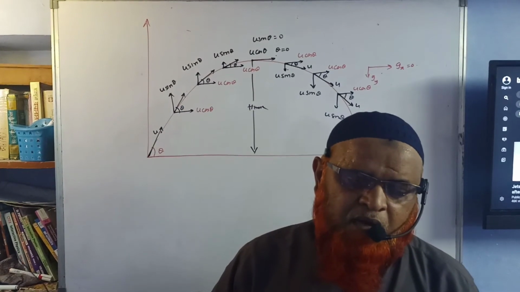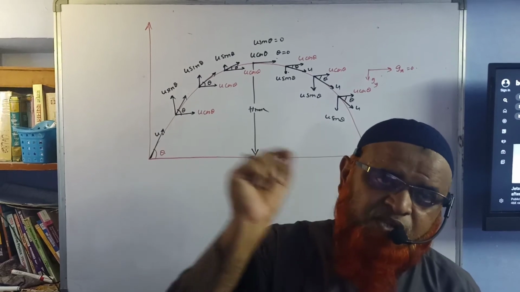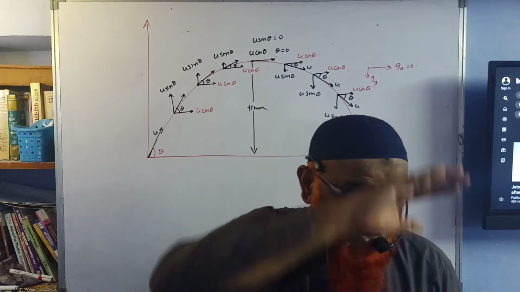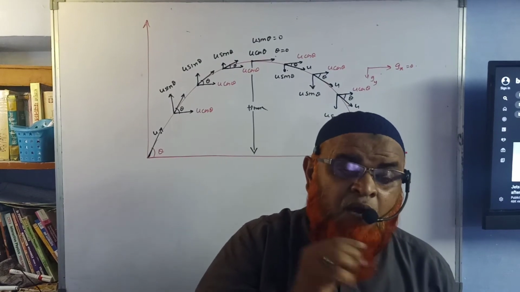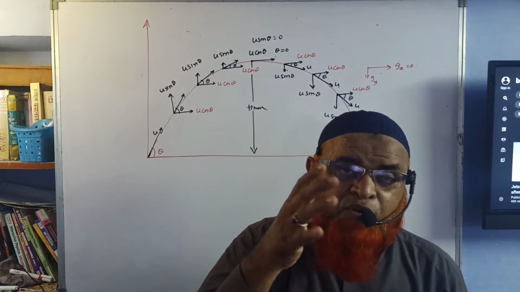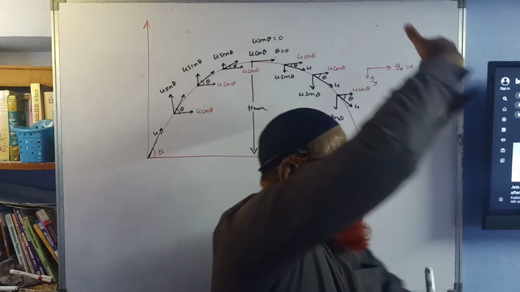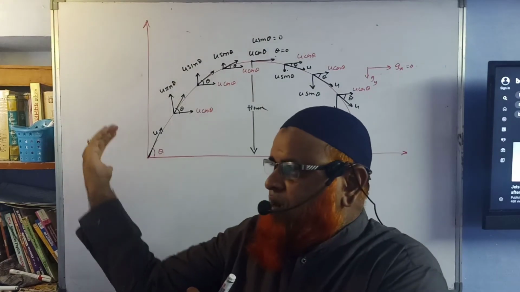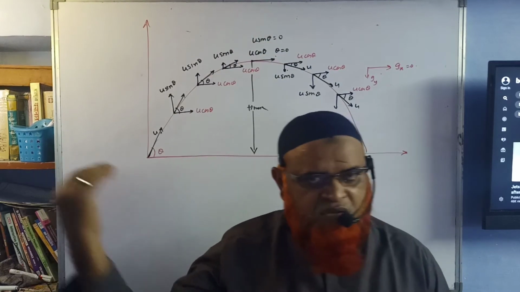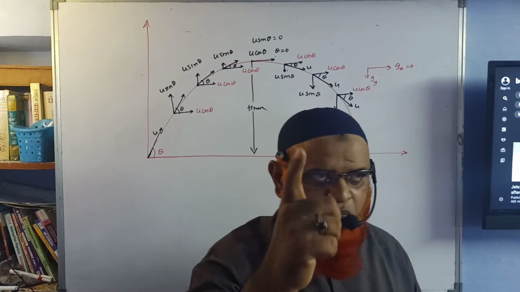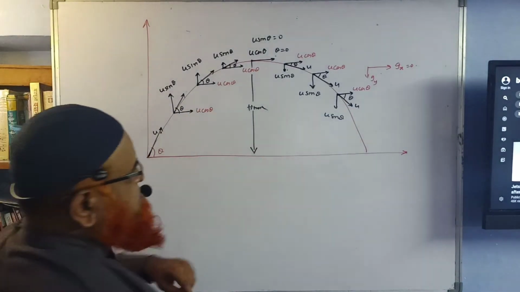Understand? It is going to be 0 because sin 0 is 0. U sin 0 is 0. So at the topmost point, the u sin theta component is not present, whereas the u cos theta component is constantly acting from the starting point to the ending point. U cos theta stays the same throughout. That's what I am saying here.